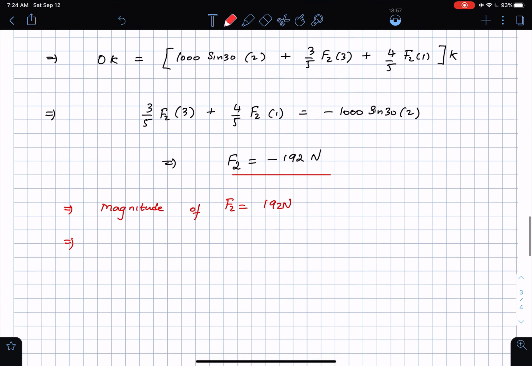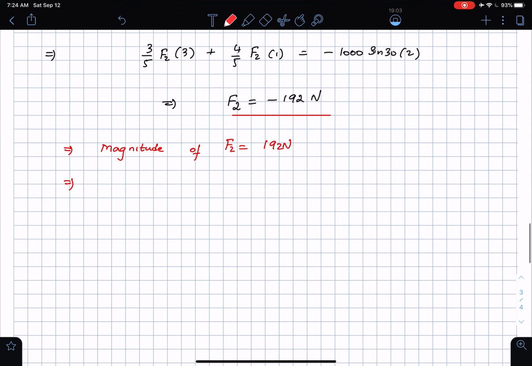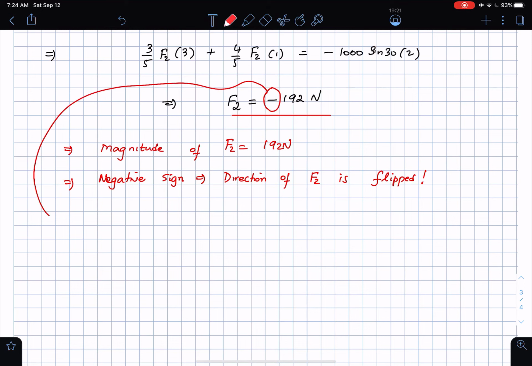So this negative sign tells me that the direction of F2 is flipped. And that is because of this negative sign here. So this is that negative sign that is warning me of this happening.